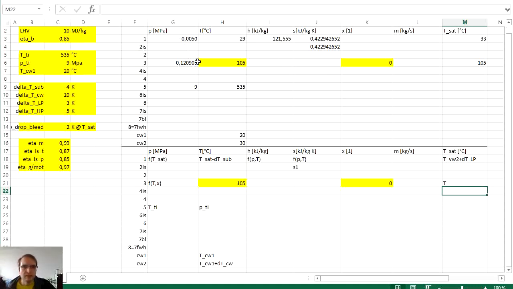Now the pressure at point 3 is the same as the pressure in number 2, like this, and of course also in the auxiliary isentropic point.